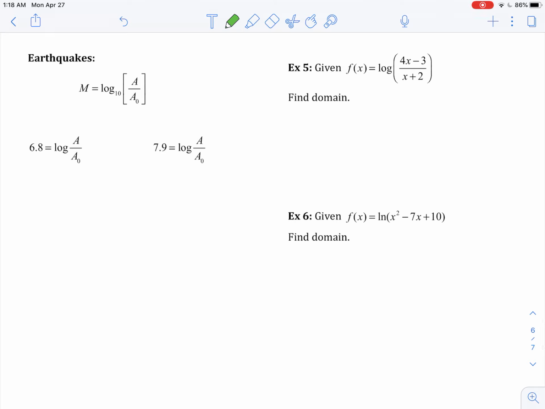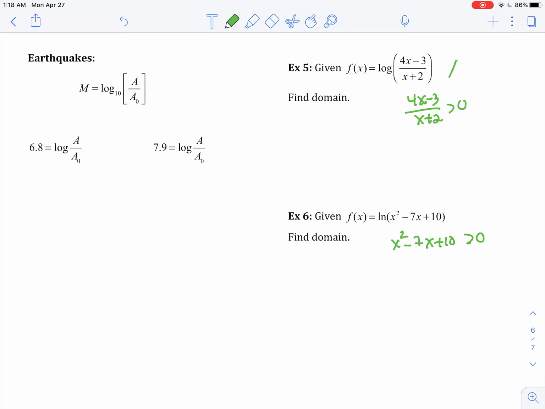We have 2 more domain questions, 5 and 6, with domain. Let's leave 5 for you. We can look at 6 real quick. But recall in both 5 and 6, when you are finding the domain of your log functions, whatever you are taking the log of, that quantity always has to be greater than 0. So on 5, you need to solve for when (4x minus 3) over (x plus 2) is greater than 0. And on 6, we need to solve when x squared minus 7x plus 10 is greater than 0.